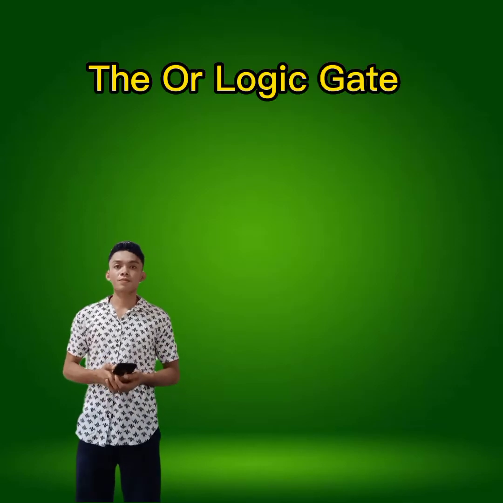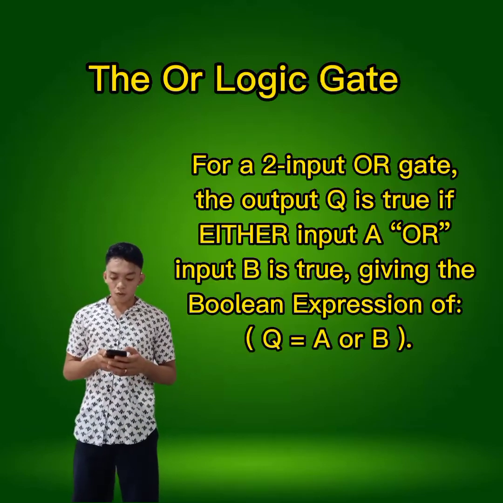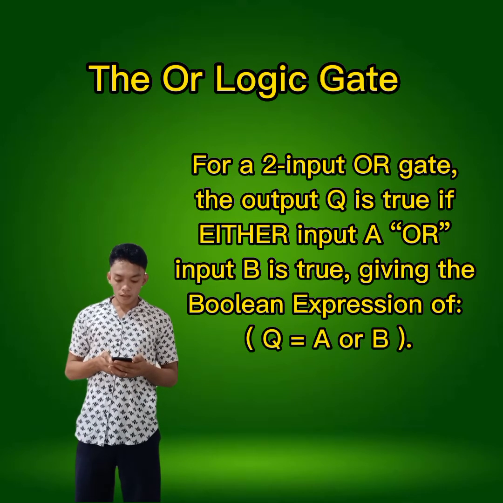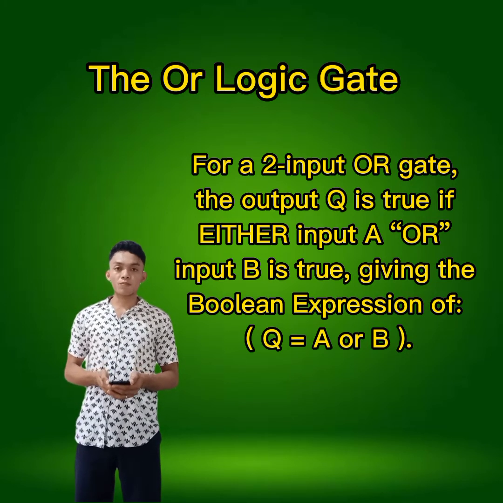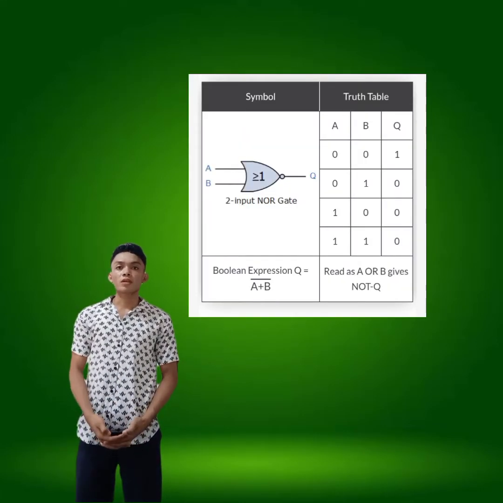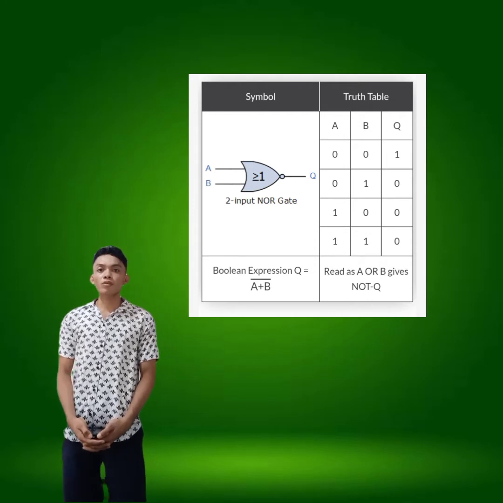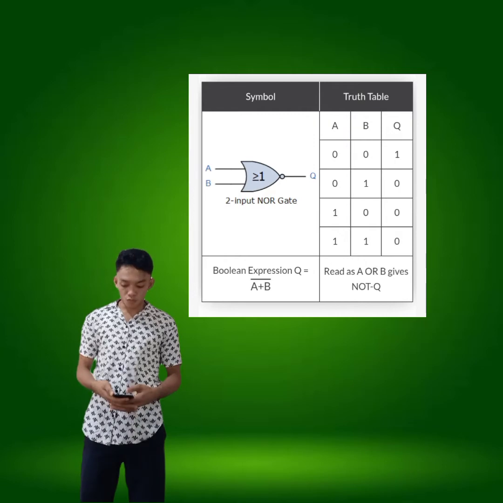The next is the logic OR gate. So for a 2-input OR gate, the output Q is true if either input A or input B is true but not both, giving the Boolean expression of Q equal to A and not B, or not A and B. So this is the symbol and the truth table of the OR gate. The Boolean expression Q is equal to A plus B, read as A or B gives Q.